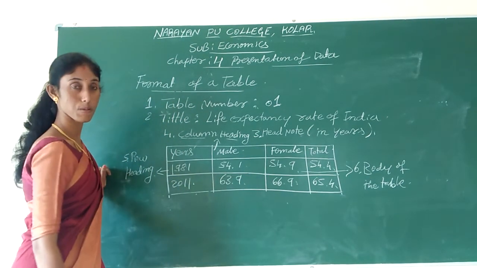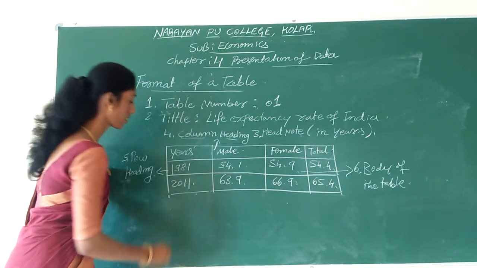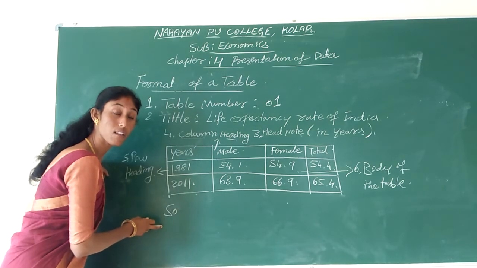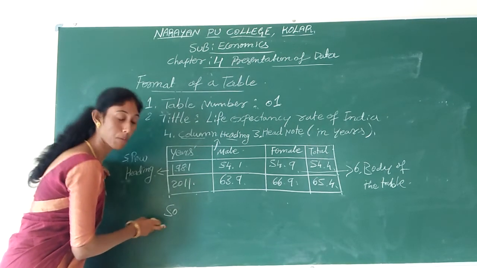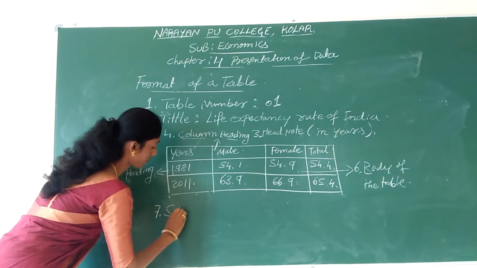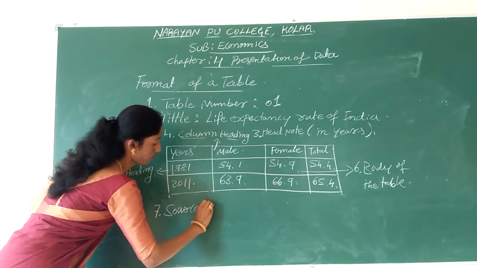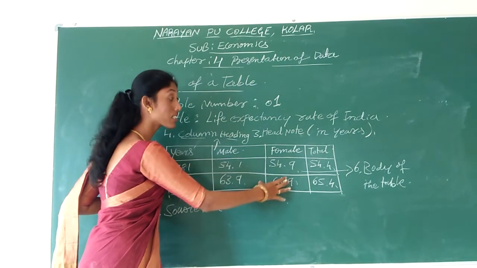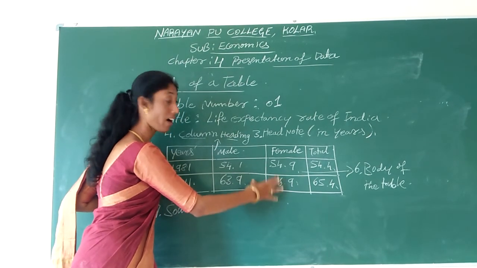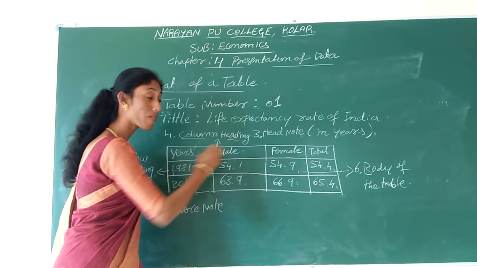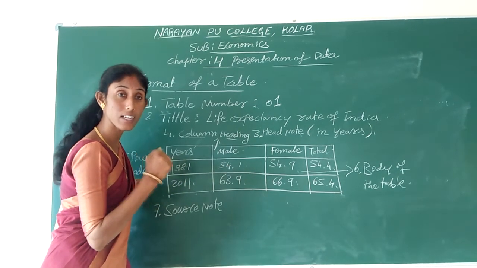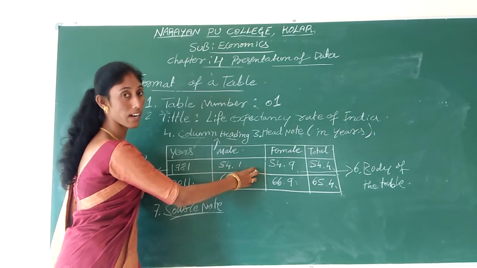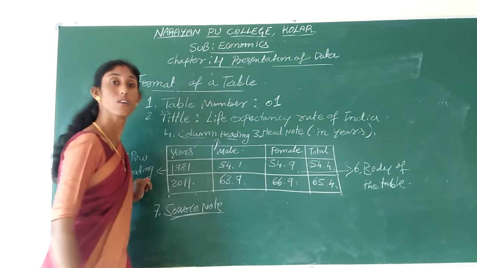Now, the next important part of a table is the source note. It is after the table. We need to always mention the source note after the table. Source note means whatever data or information we have presented in the table, from where we have collected this information, that we need to mention in the source note.